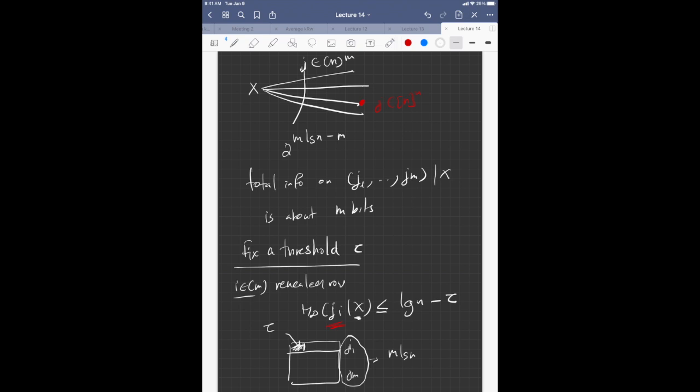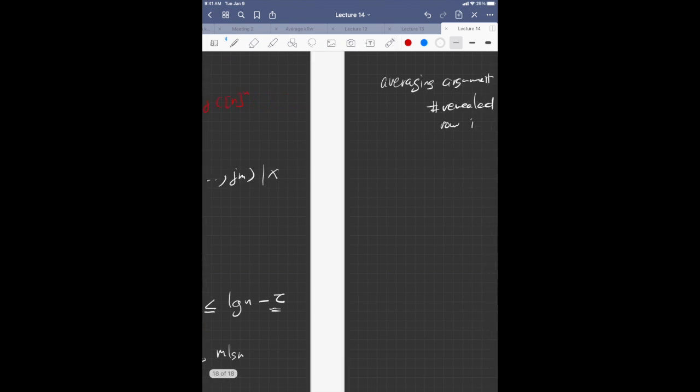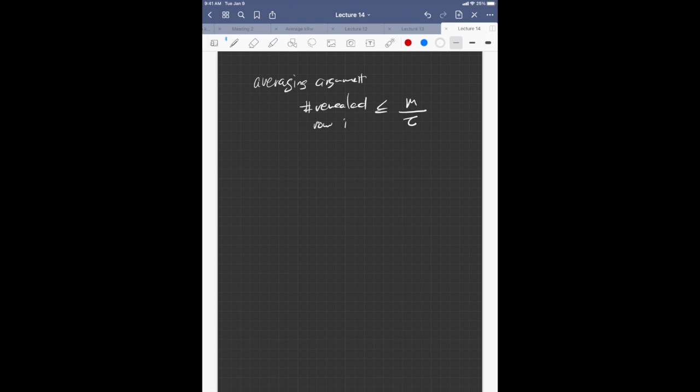So we want to analyze how many coordinates there are where the amount of information has dropped below tau. So the total amount of, this is again an averaging argument. We want to use some kind of averaging argument to say that the number of revealed coordinates, revealed rows i, is at most the total amount of information that you reveal on these tuples, which is this loss factor minus m. So it's the total amount of information divided by tau. This is what we want to do.